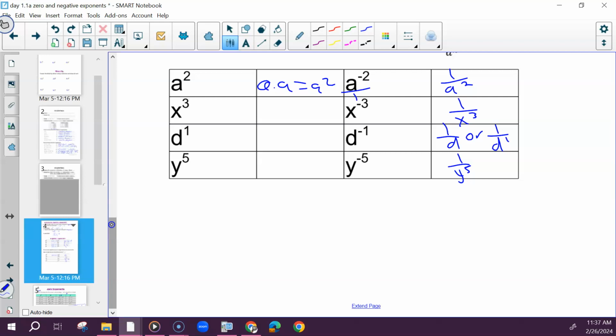Questions on that? Go on to the next page. So now I'm going to give you your second exponent rule. There are 3 others that we'll talk about, and we might get to some of them today, we might not.